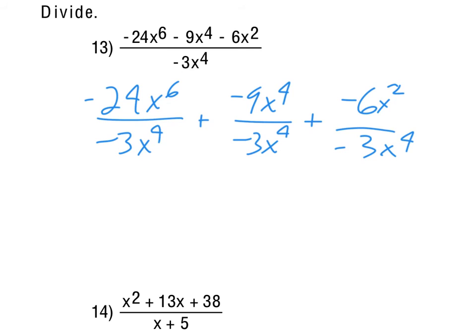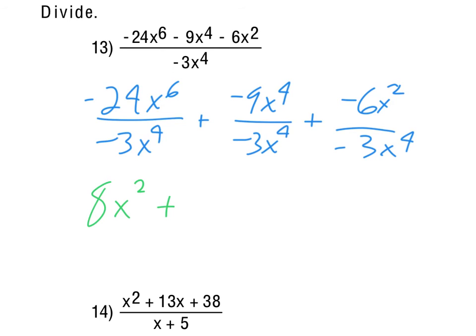For number 13, when you're dividing a polynomial by a monomial, all you need to do is to divide each term by the negative 3x to the 4th. So we set those up separately, then we just reduce those down. So 24 divided by 3 is 8. Of course, the negatives cancel out. You get an x squared because 6 is 2 more than 4.